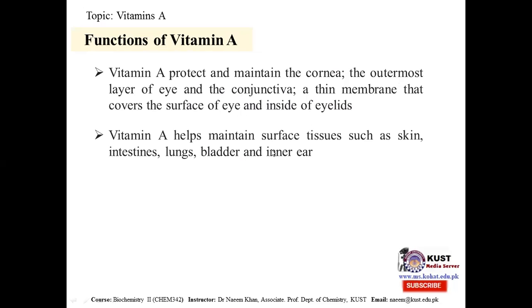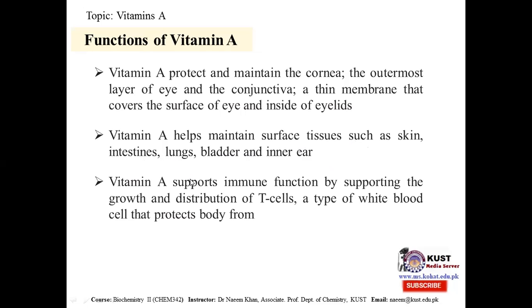Vitamin A helps maintain surface tissues of the skin, intestine, lungs, bladder, and inner ear. And that's because of its role in the skin. It is known as an integrity of epithelial factor. So this is required for the normal health of skin too. Also the lining of intestine, lungs, bladder, and we know that these are all important tissues. Maintaining the surface lining is very important, and vitamin A is required for that.